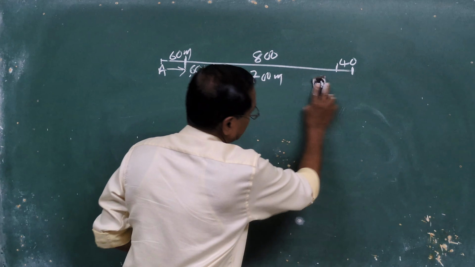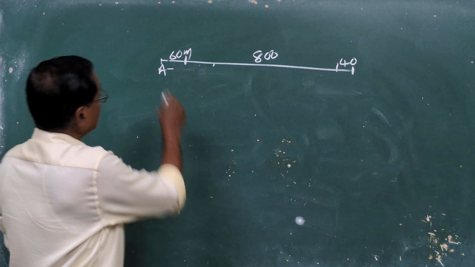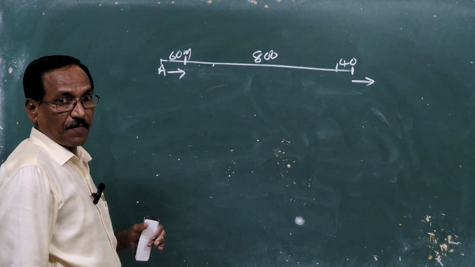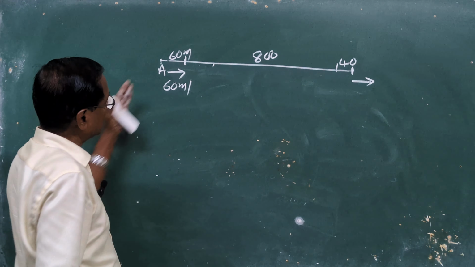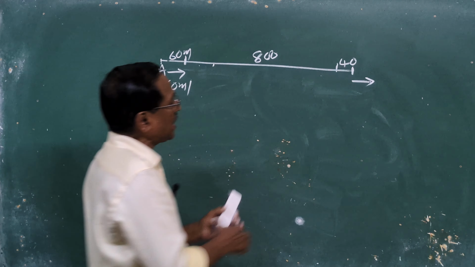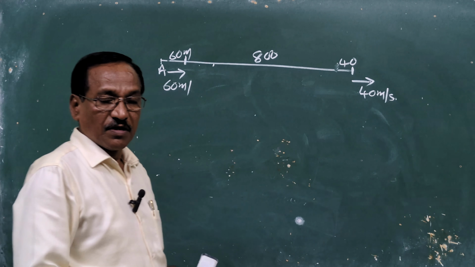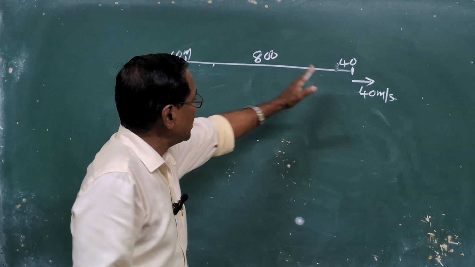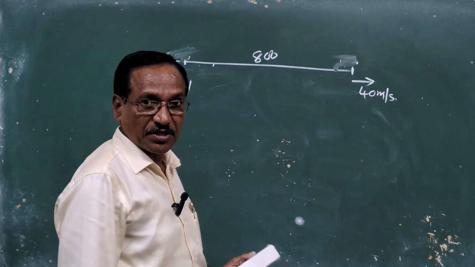Suppose the same two bodies, A and B, are moving in the same direction. The faster body is behind. A is the body with the higher speed, 60 meters per second, and B has a speed of 40 meters per second. It is the slower one. The faster one is behind the slower one, and these two bodies are 800 meters apart.